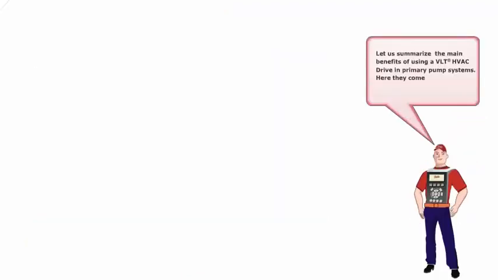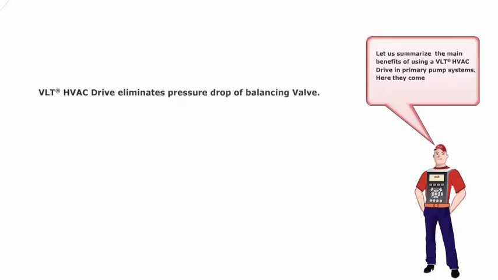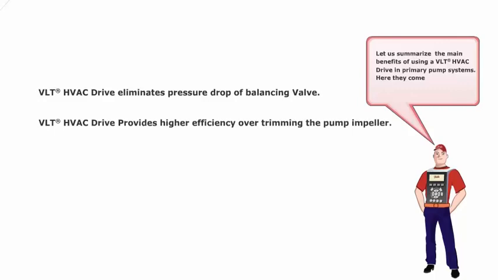Let us summarize the main benefits of using a VLT HVAC drive in primary pump systems. Here they come. VLT HVAC drive eliminates pressure drop of the balancing valve. VLT HVAC drive provides higher efficiency over trimming the pump impeller. Energy savings are simple to estimate when using a VLT HVAC drive.